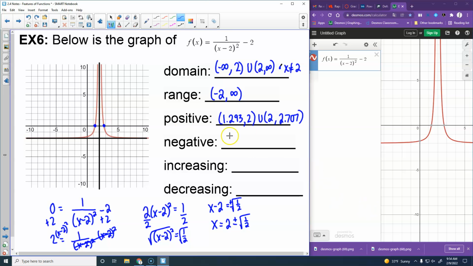And then we will be negative from negative infinity up to that point we just found, 1.293, and then from 2.707 to infinity.